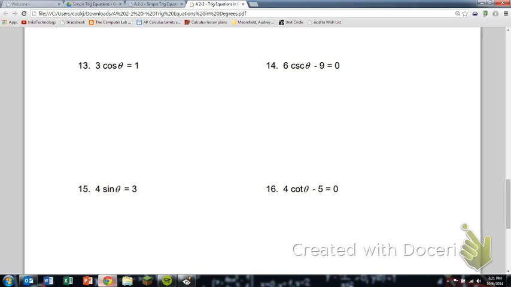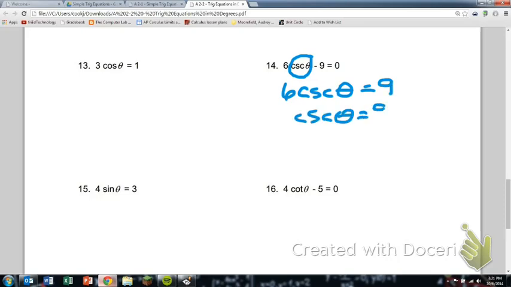So like I'm going to work number 14 here. The trig function is cosecant. So you want to get that by itself. So you're going to add 9 to both sides. And then divide both sides by 6.